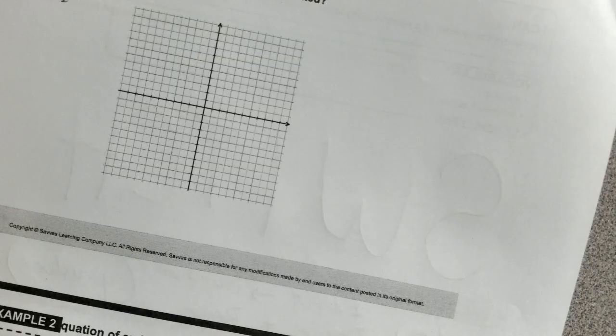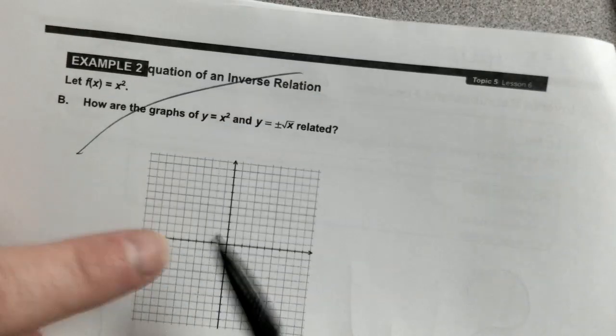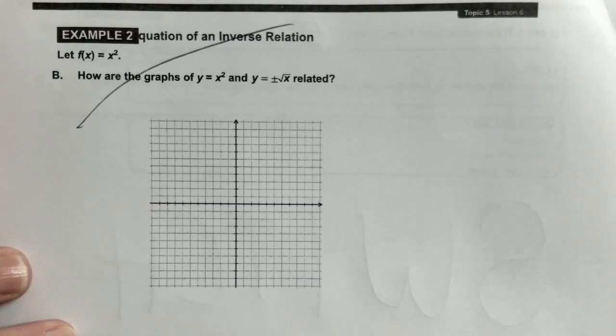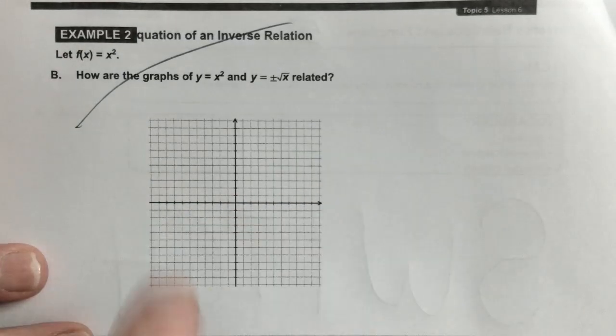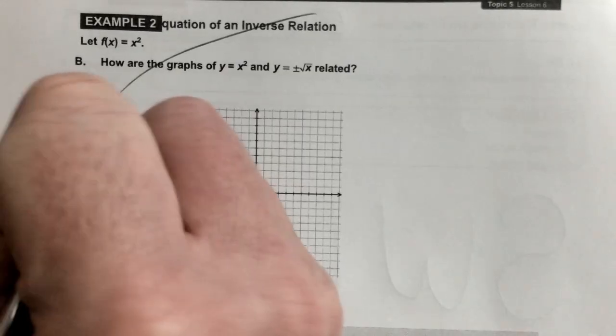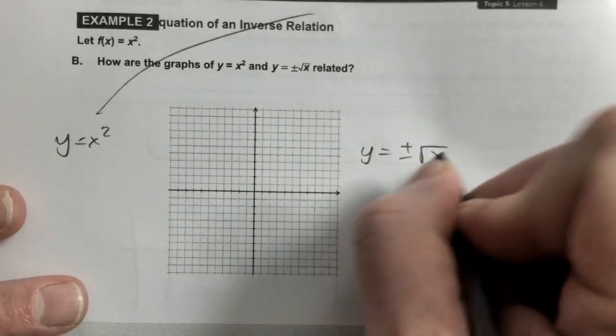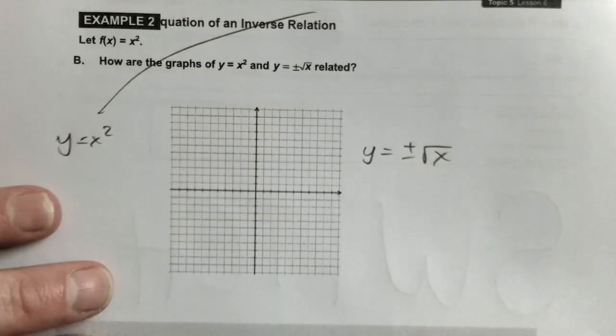Let's roll it over. You know what? We're going to do it up here. We got time, right? We got 7 minutes. All right, so here's what we're going to do. We're going to look at y equals x squared and y equals plus or minus root x. We're going to graph both of these functions.